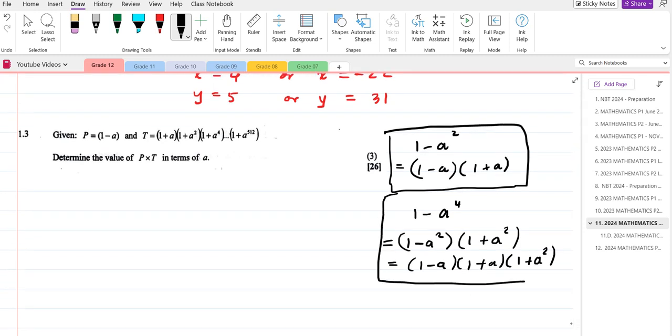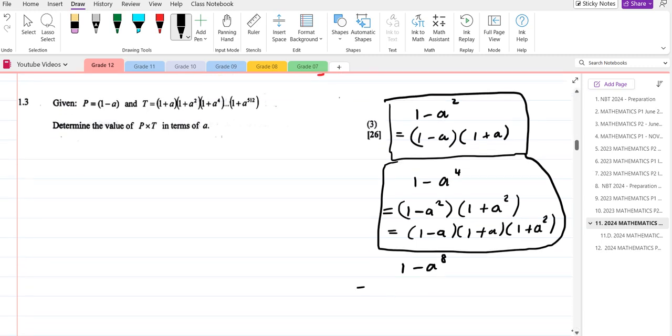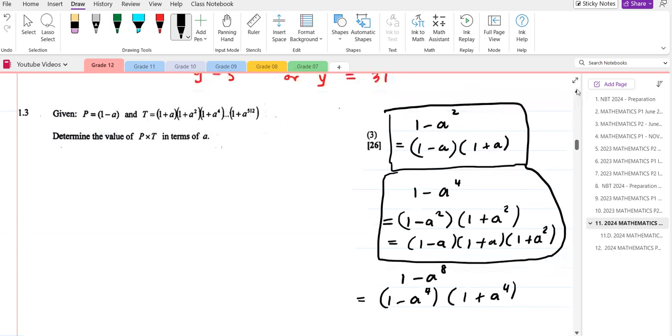And what if we try this for the third one, one more? 1 minus A to the power 8. So what we're getting is 1 minus A to the power 4 into 1 plus A to the power 4. So we got a nice trick here. So what we can see here is P times T.